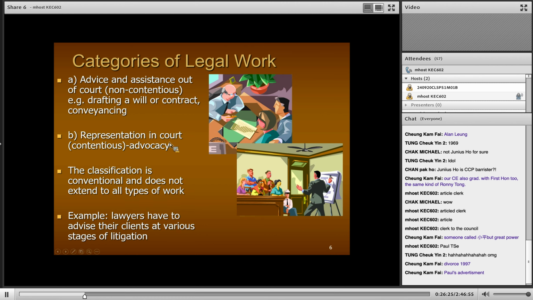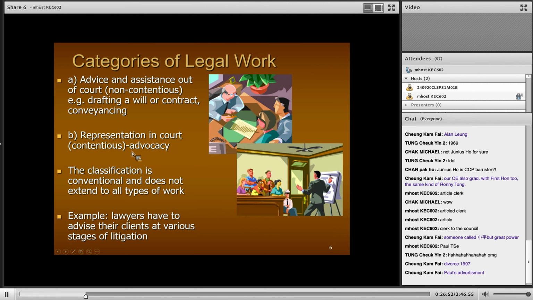But the other one is representation in court. Representation means representing the client in the court. Okay, so we call it contentious. Another term is called advocacy. So advocacy is a legal term. Okay, so it means the art of debating in court. 法庭辯論技巧. Right. In fact, it's a subject in the PCL program.